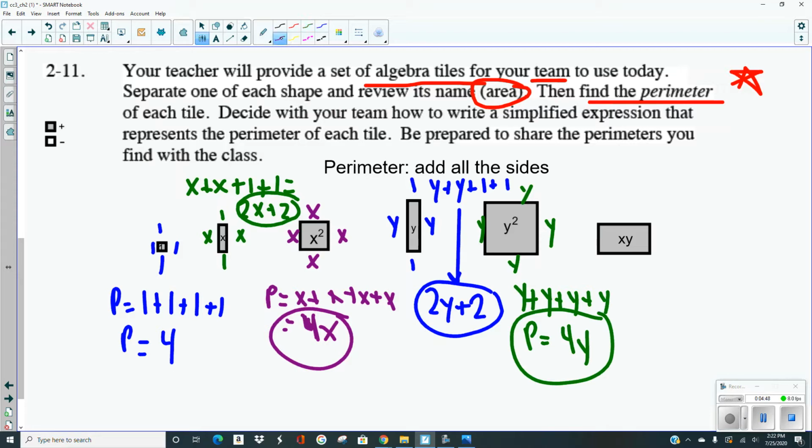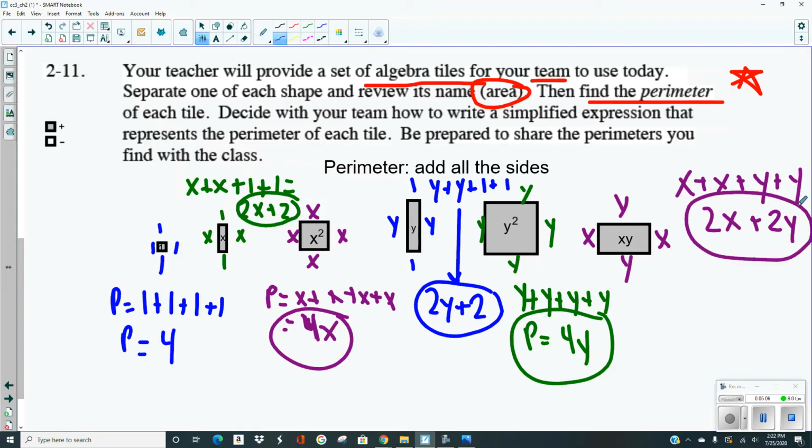Taking a look at our last tile, I have a dimension of X and a dimension of Y. So if I add up all my sides, I put my x's together and my y's together to combine like terms, I have 2x plus 2y. So for this problem, we know its area, which is called its tile's name, length times width. And then using what we know, we are able to find the perimeter of each tile.